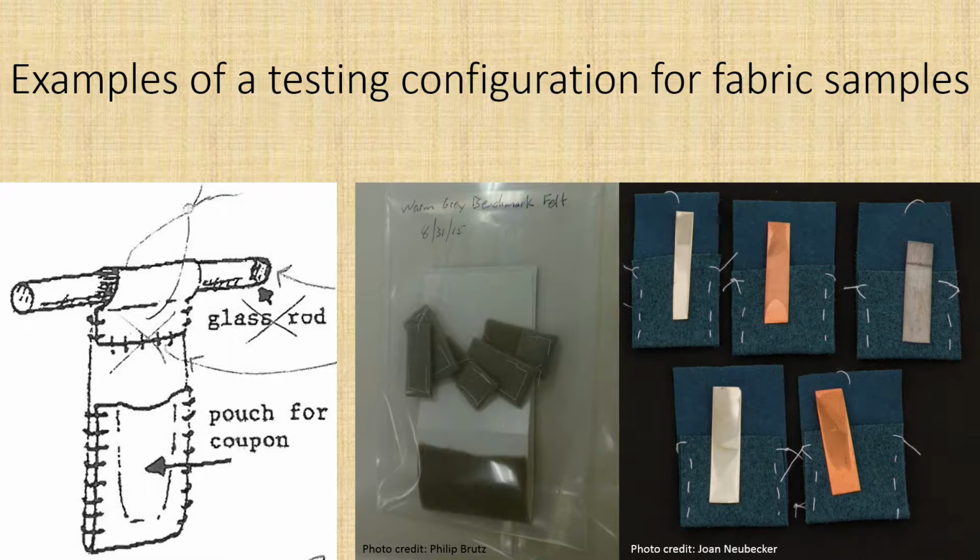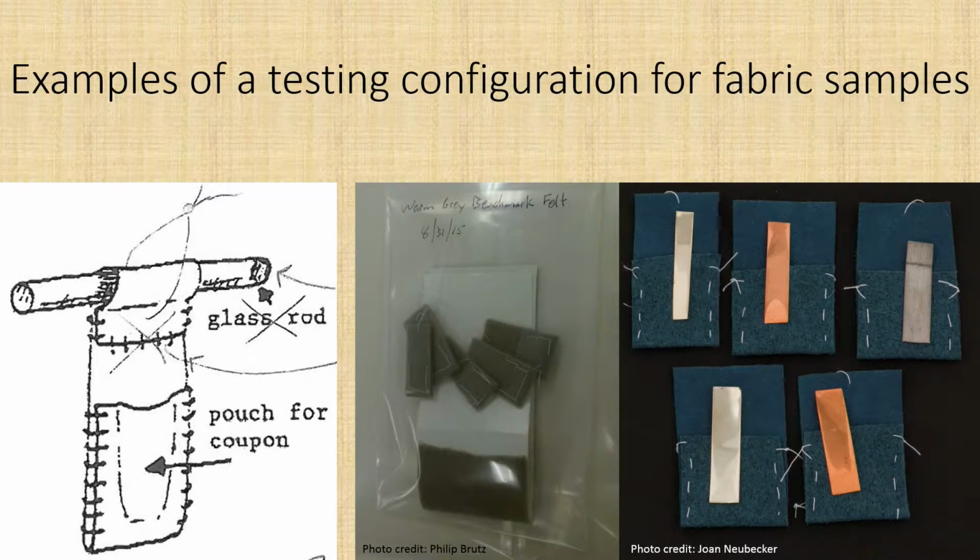When the fabric samples are dry after washing, I cut them into strips, and using polyester thread, I sew the strips into pouches to hold individual coupons suspended by polyester thread from a hanging rod made of aluminum foil, and that's what you see on the left there.